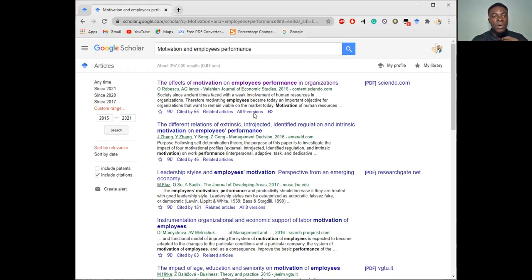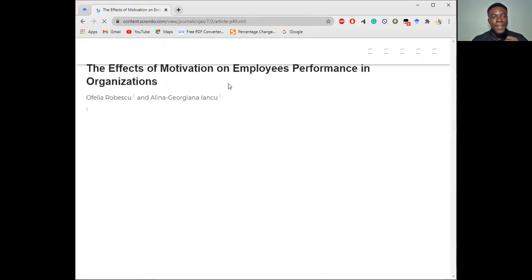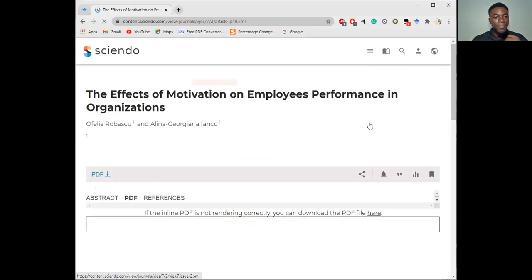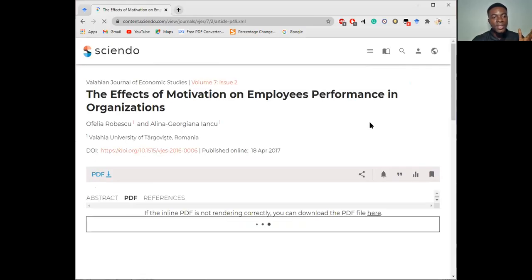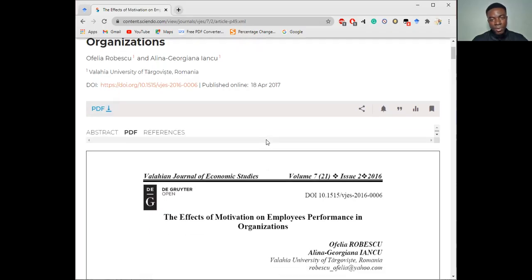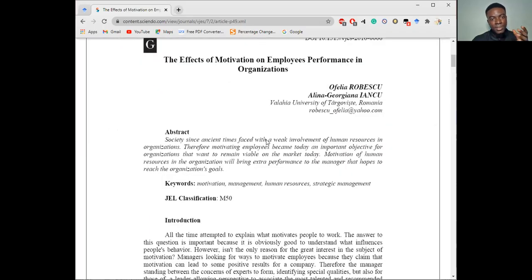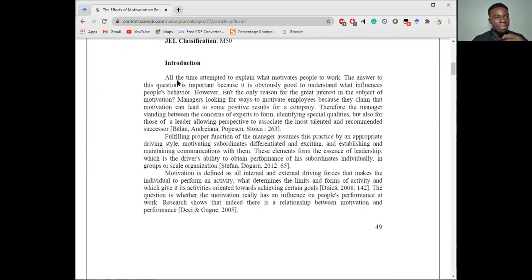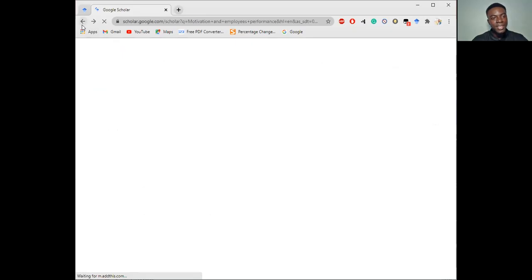So if you want to read the study, you can quickly click on it, and it's going to take you to a place that you can read this study or download it. Okay, it's open. You can see the study on effects of motivation on employees' performance in organizations. You can download this article here for your reading, or you can preview it before downloading it. You can see the topic, the abstract, the introduction. You can basically take all you need from this study. But this session is about referencing.